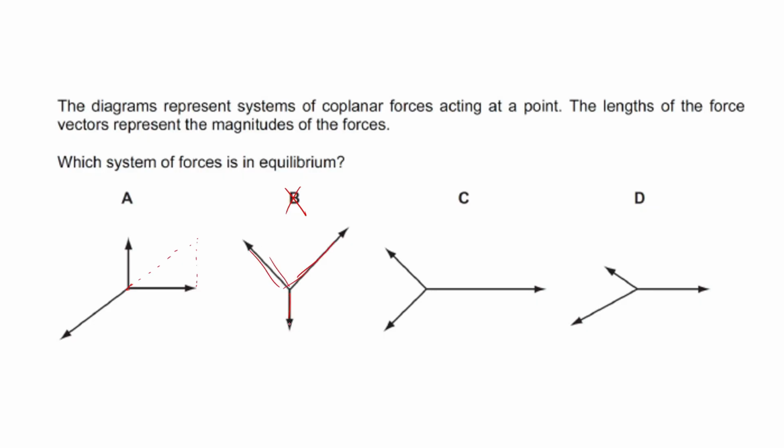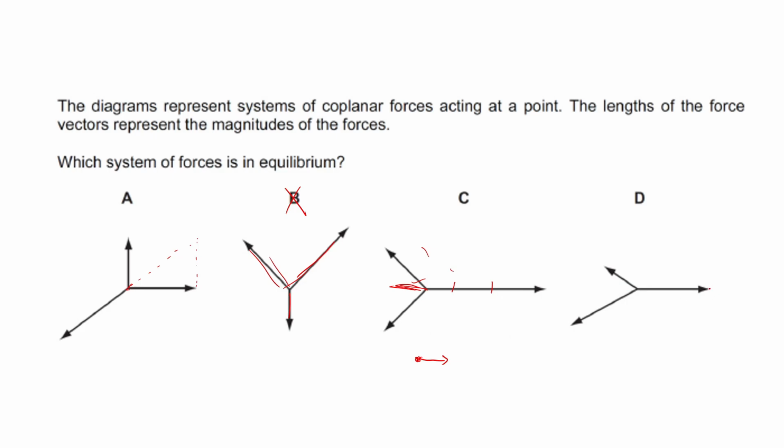For B, this is not in equilibrium because they're going out in opposite directions, but they're not of equal magnitude, so it's not necessarily in equilibrium. For C, the same thing, kind of, mainly because the magnitude on the right is too strong. So these two forces on the left are only about to here. So when you add them, it'll have a resultant force of something like this.